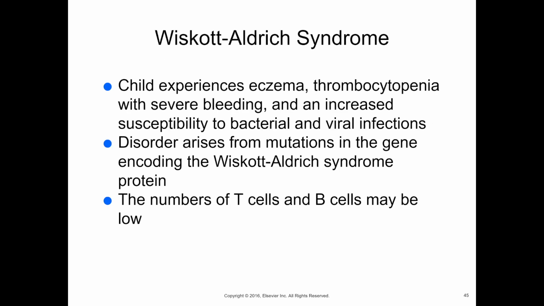Next, we have Wiskott-Aldrich syndrome. So this is an interesting condition. Another one that's related to both B and T cell deficiency, or I should say inadequate function. But they can also be in low numbers. We see a lot of bleeding issues with this one. So you can end up with thrombocytopenia, severe internal bleeding, and increased susceptibility to infections, particularly bacterial and viral, because anytime there's bleeding, it means that some sort of barrier in the body has been broken, which means a pathogen like bacteria or virus can get into the body.